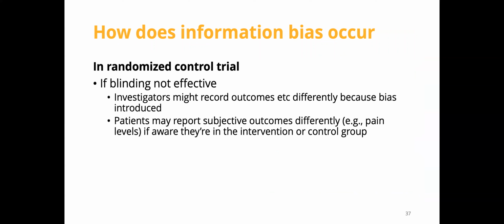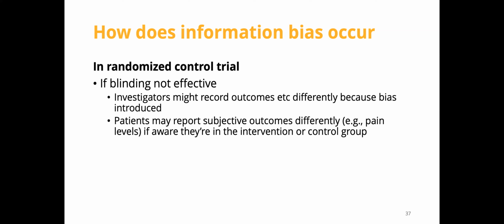And if a patient knows if they're in the intervention group or the control group, they might also report subjective outcomes a little bit differently if they're aware which group they're in. For example, if they know they're in the intervention group, they might report pain levels that are actually lower than in reality, because they have this perception that the study medication might be helping them more than it actually is to manage their pain.